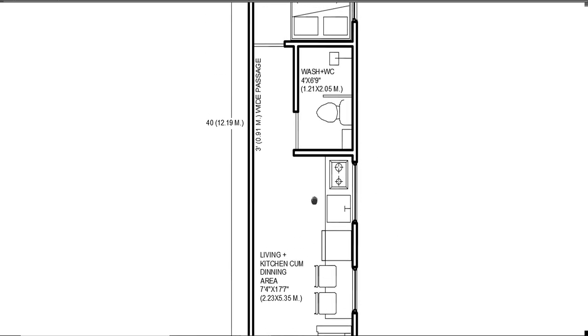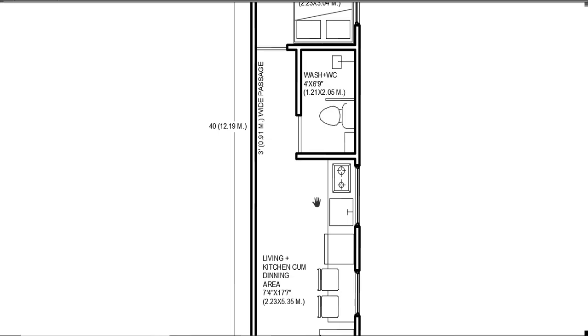So we have a 3 feet, in meter 0.91 meter, wide passage here, and on the right side we have washroom plus water closet. You can see here the wash basin, water closet and the shower area, and we have a ventilator for ventilation of this washroom.